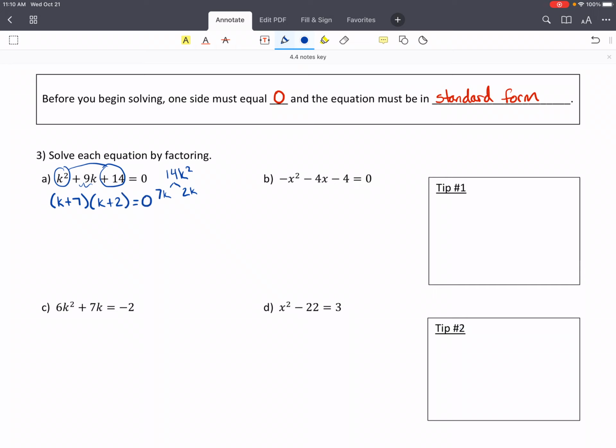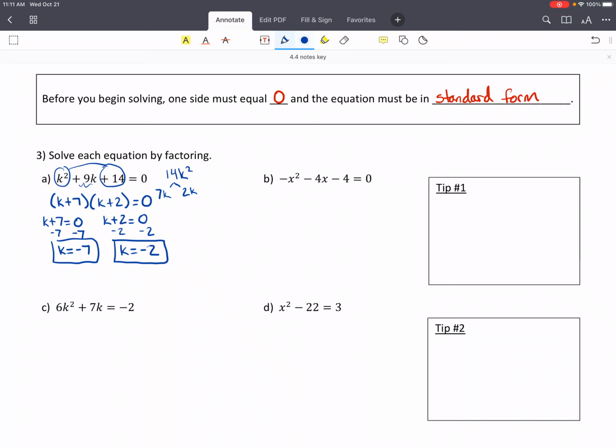And now, because I have two things that multiply to be 0, the zero product property says that one of those things has to be 0. So I'm going to set each individual factor equal to 0, which gives me an answer of k equals -7 and k equals -2.